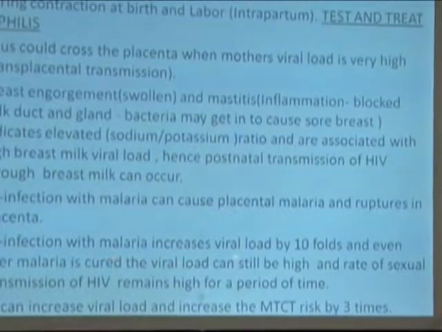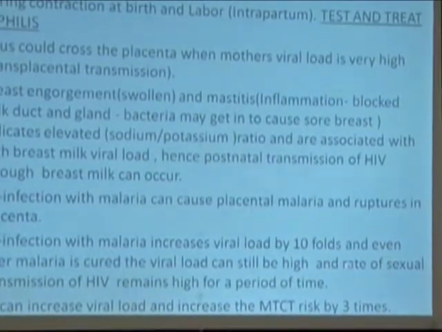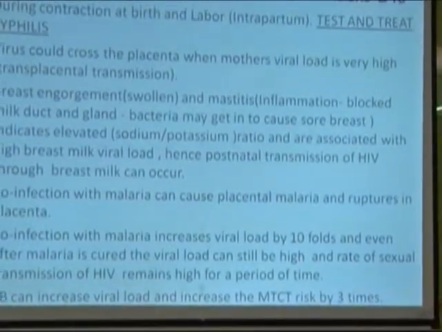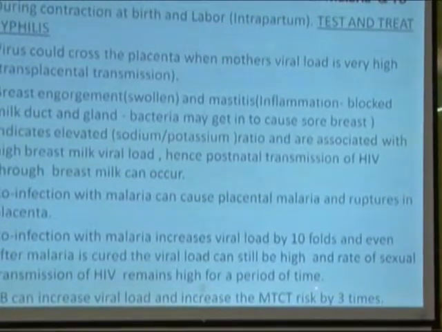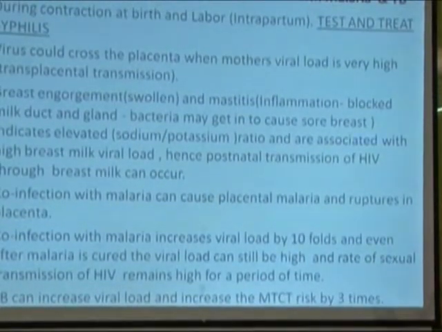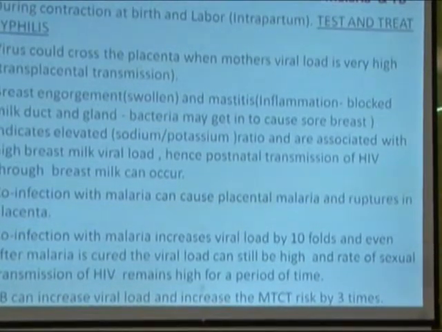So then co-infection with malaria increases the viral load tenfold. And even after malaria is cured, the viral load can still be high. And the rate of sexual transmission of HIV remains high for a period of time. So tuberculosis also can activate cells and also cause an increase in viral load.